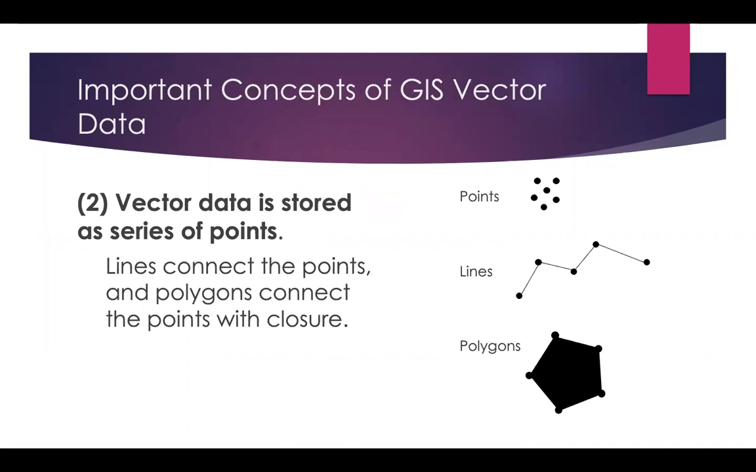When we think about these dimensions, they build on each other. Points are 0 dimensions, and you might remember that from high school geometry. Lines are 1 dimension, which connect 2 or more points. And finally, polygons are created by lines which connect points, which then close to create a filled area.